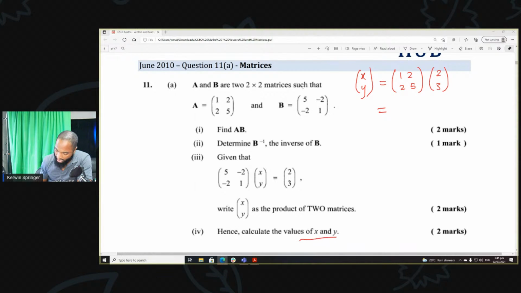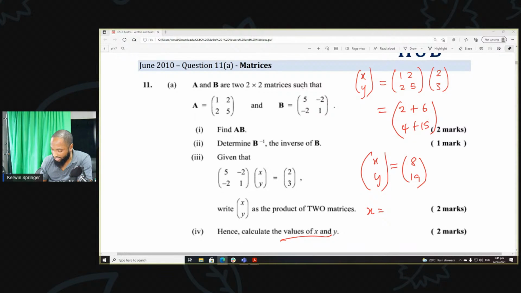And hence, that is 2 marks there already. This is an easy 2 marks. And then hence calculate the values of XY. So we just have a little multiplication to do here. When you multiply, it's row by column, right? So it's 1 by 2 is 2, and then 2 by 3 is 6. And then 2 by 2 is 4, and 5 by 3 is 15. So you end up with 8, 19. I'm good with that. They literally say calculate the values of X and Y, so it's nice to write it out for them like that.